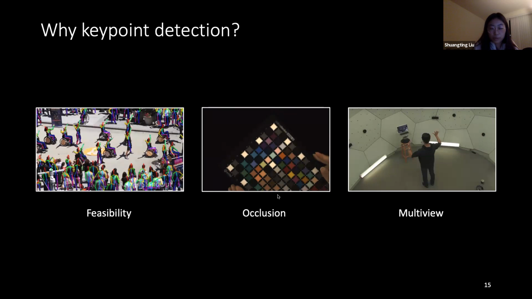And also because we are dealing with data with a lot of occlusions, key point detection can also give us a reasonable result in this case. And since we are doing the detection in a multiview setting, we can further use some geometric refinement to refine the result.